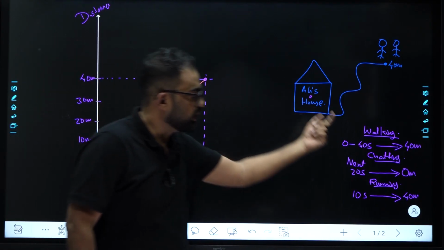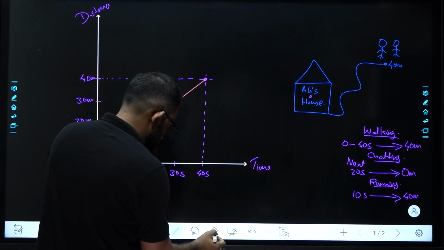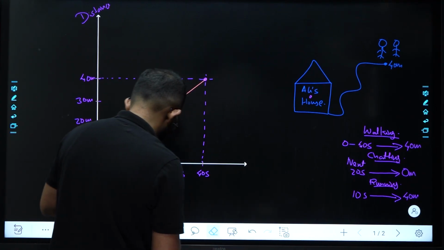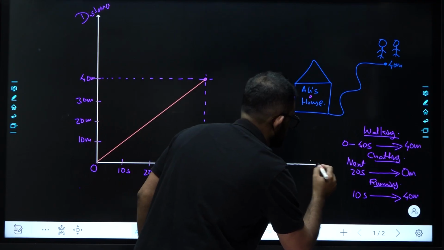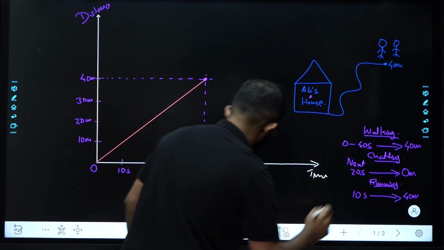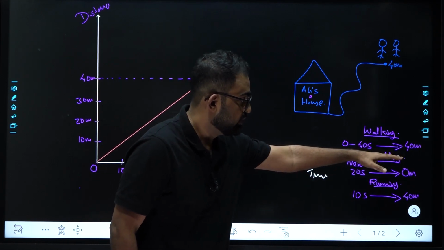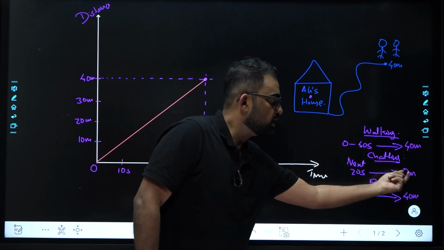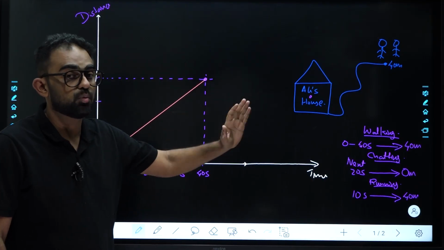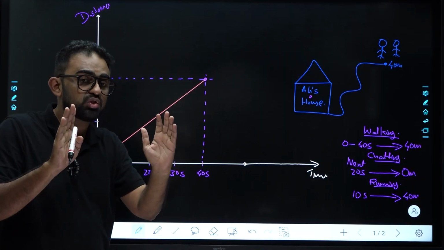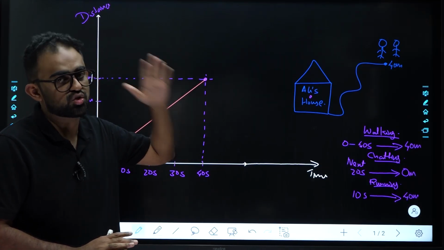Now we can jump on to the second event, that is the chatting event. This is very simple. Let's say this is our time axis. Up to this the time is here. Now we need to translate the chatting event. So in 20 seconds, the distance covered is 0 meter. See, which means Ali is stationary, Ali is not moving. We can represent any stationary event in a distance time graph by using a simple horizontal straight line.